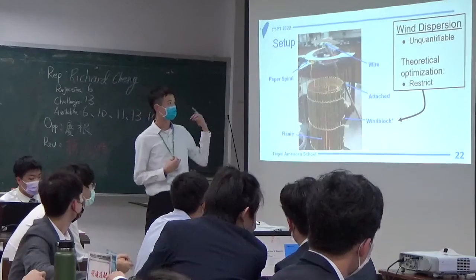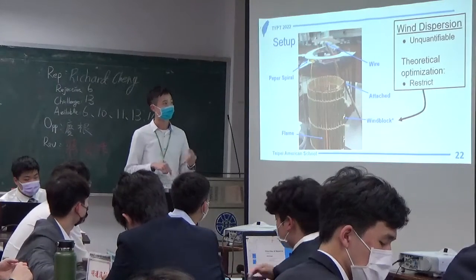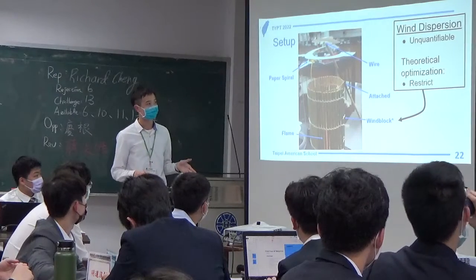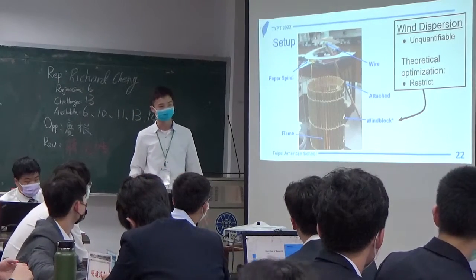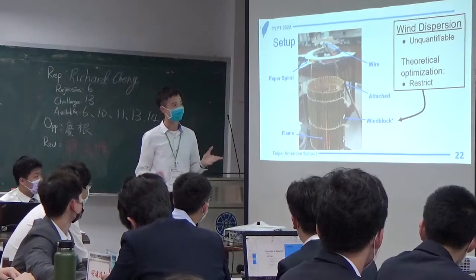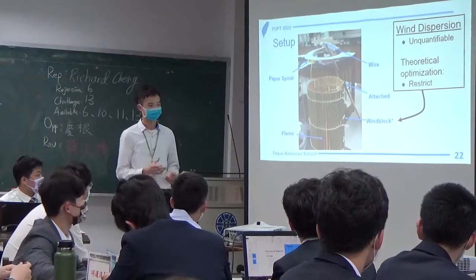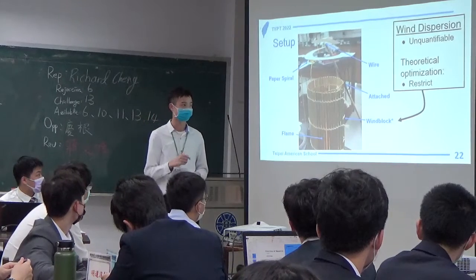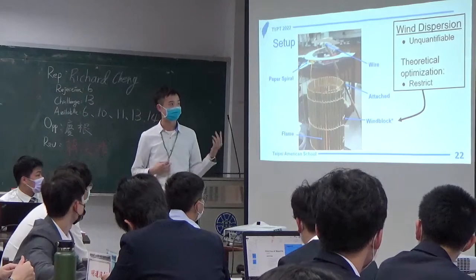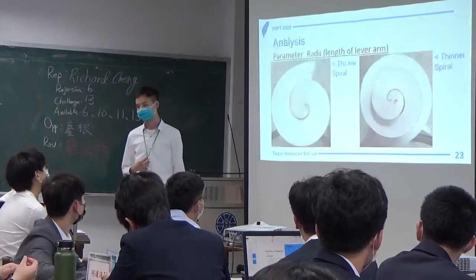So my setup involved a paper spiral, a wire to minimize the friction between the center of rotation and the spiral. I also have a wind block, because wind dispersion is unquantifiable. There's probably an equation somewhere, but it's also beyond the scope of this problem. Without the wind block, the wind is inconstant, so it's just not testable. And sometimes the wind isn't even strong enough to spin the spiral. So obviously, a wind block is required for this experiment. The theoretical optimization for wind dispersion would be to restrict it with a wind block such as this.